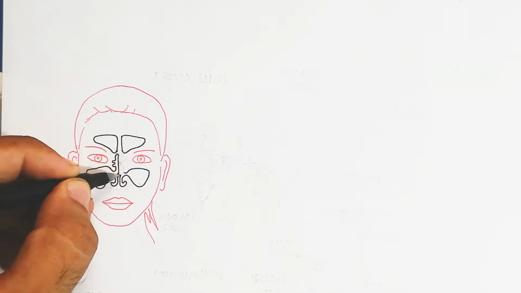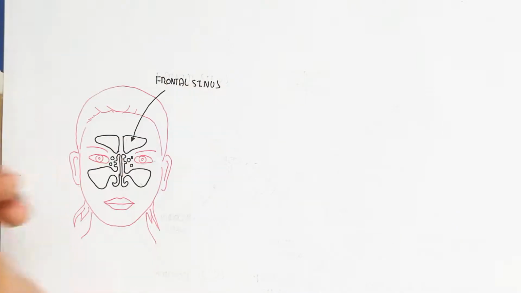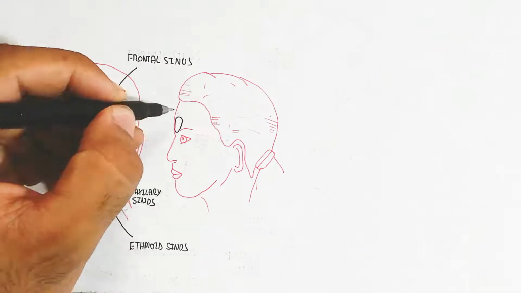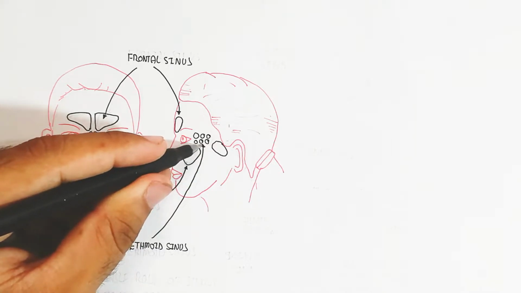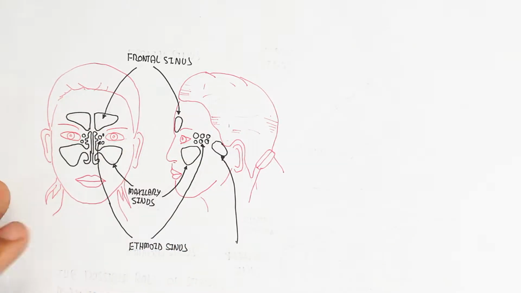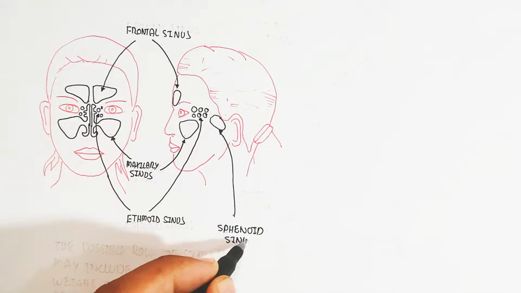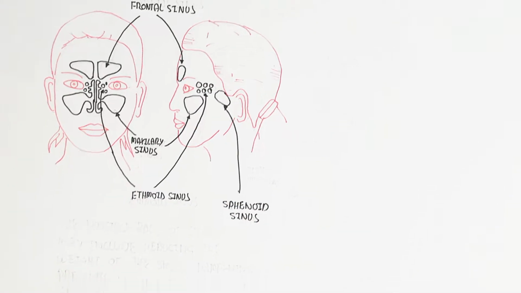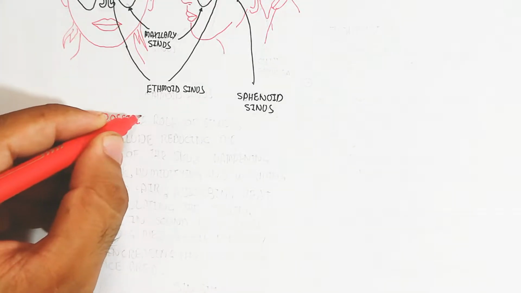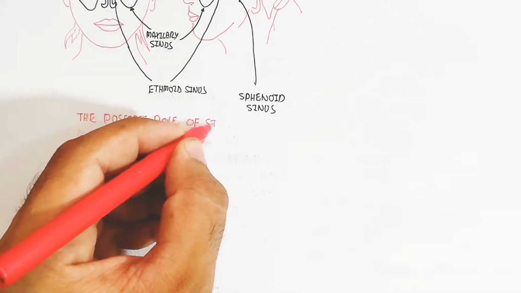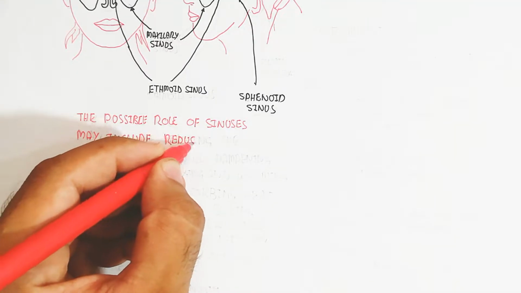Here is the frontal region of the person, which contains the frontal sinus, maxillary sinus, and the ethmoid, and this is the lateral view, and this is the sphenoid sinus. The possible roles of sinuses, which contain space, may include reducing the weight of the skull due to the space, and dampening pressure.